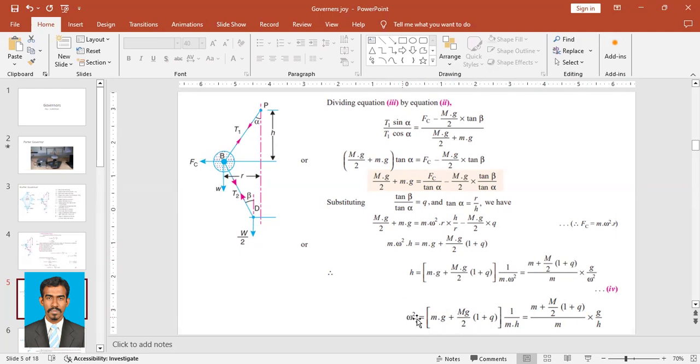So omega squared is equal to, if I make omega squared the subject, small m plus capital M by 2 into 1 plus q, into 1 upon mh. So this omega squared is moving there and that h is coming here. So if I rearrange it, m plus M by 2 into 1 plus q upon m into g upon h. Similar thing here: this h goes there and omega squared comes here.